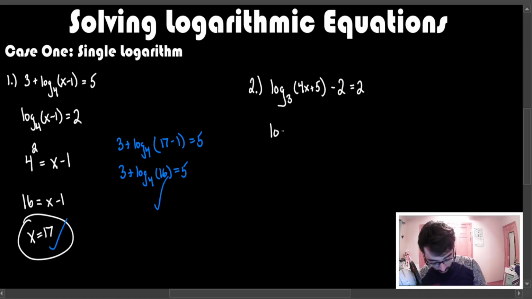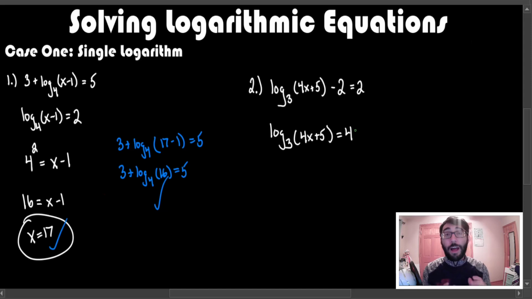So this is going to become log base 3 of 4x plus 5 is equal to 4. I would add 2 to each side to get 4. Now we have the logarithmic expression isolated. Now we can actually rewrite this in exponential form. The base of the logarithm was 3. The base of the exponential is going to be 3. So it's going to be 3, base of 3, exponent of 4, so 3 to the 4th is equal to 4x plus 5. And now we can go ahead and solve because this is actually linear.